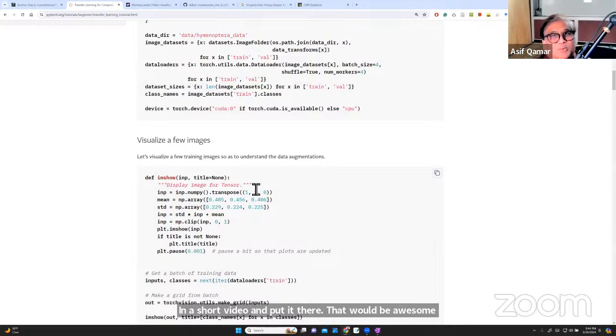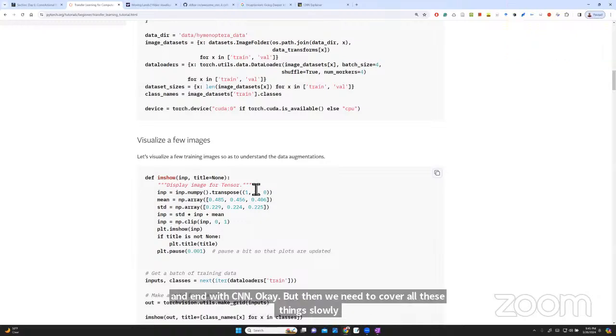Guys, there was a simpler world once when we didn't have so many architectures. I would start the deep learning course with just feed-forward networks, go through all these topics, and end with CNNs. Then we used to cover all these things slowly. Now we are starting with CNNs.